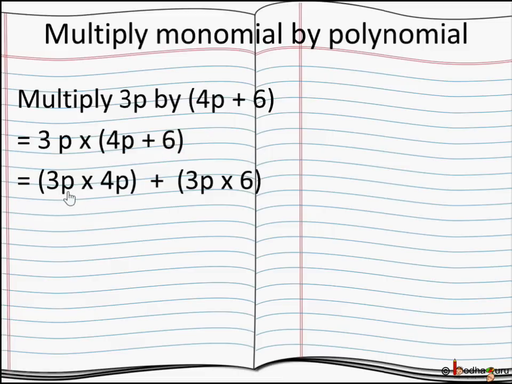Now this has become multiplication of monomial by monomial. So you can easily multiply 3p into 4p. We have learnt in our previous example. This becomes 3 into 4, which is 12. P into p becomes p square. Very simple. And same thing you do here. 3p into 6. Take constants together. So 3 into 6 is 18. P is the only variable, so it becomes 18p. So the answer of this is 12p square plus 18p.